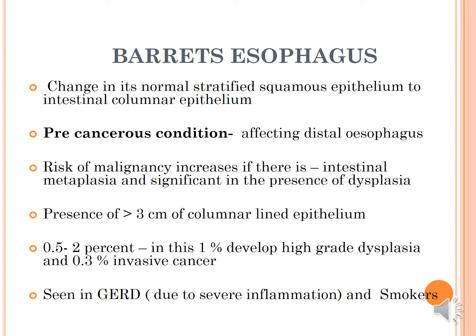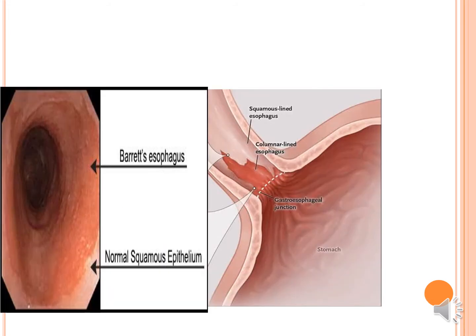This is seen in gastroesophageal reflux disease and also in smokers. This is an esophagoscopy, endoscopic picture. You see a Barrett's esophagus here. This is a condition where you see the Barrett's esophagus, and this is the normal lining. Okay, this is also mainly seen in the lower esophageal sphincter.